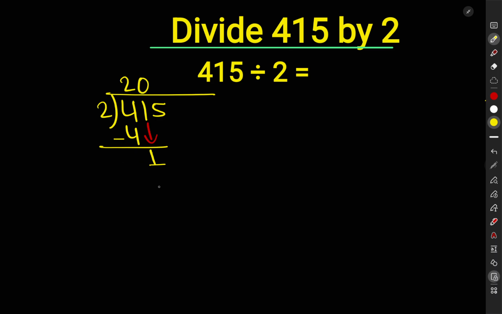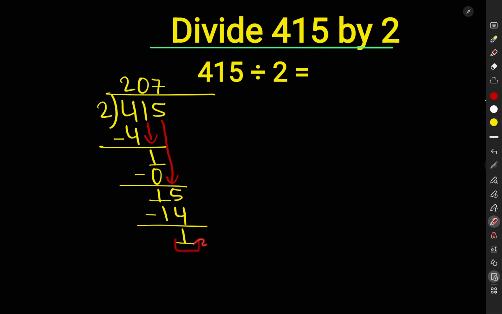So 2 times 0 means 0. On subtracting it is 1. So now we put this 5 and it is 15. So 2 times 7 means 14. On subtracting it is 1.